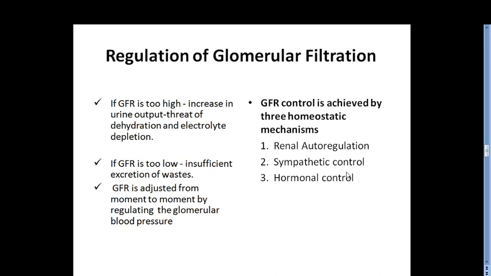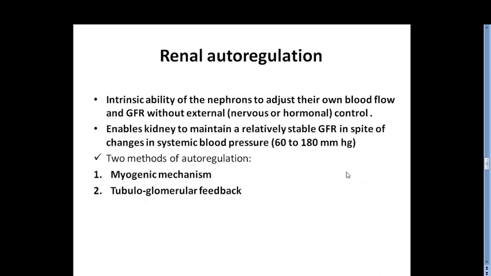So renal autoregulation is basically the intrinsic mechanism of the renal mass to regulate the GFR, whereas sympathetic control and hormonal control come under the category of extrinsic, which means they are related to factors outside of the kidney for regulation of GFR. So the first one is renal autoregulation.